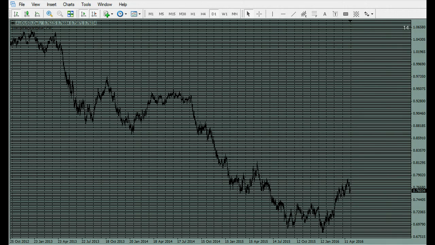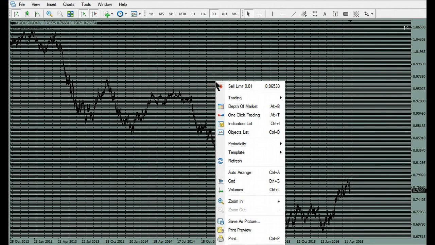Okay, so I put a 25 pip grid up here, and I'm going to try to keep this just down to the MetaTrader core, except for this 25 pip grid. Everything else in here is just going to be stock straight out of the gate.